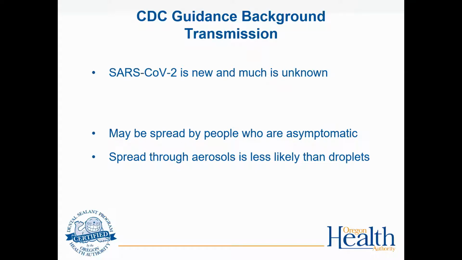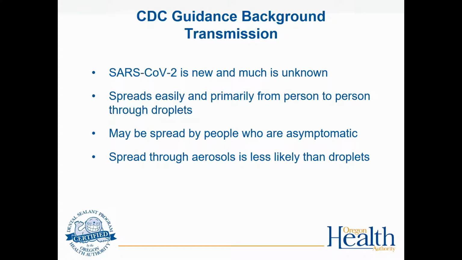So SARS-CoV is the name of the virus, and it's new and much is unknown. It spreads easily and primarily from person to person. It also may be spread by people who are asymptomatic. Spread through aerosols is less likely, but a lot is unknown about how it may or may not be spread through aerosols.